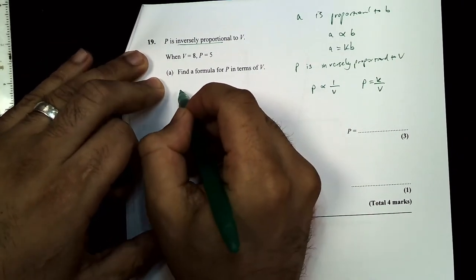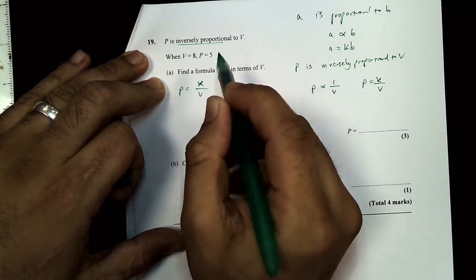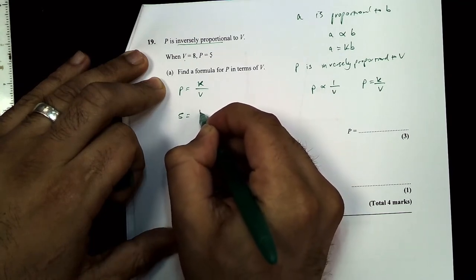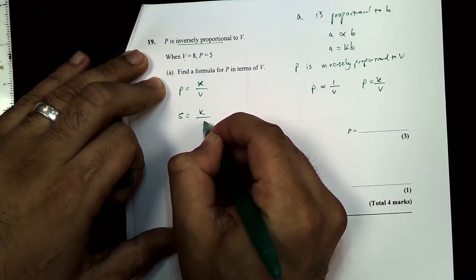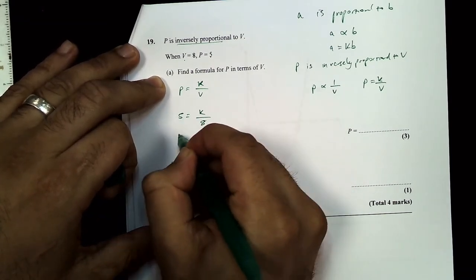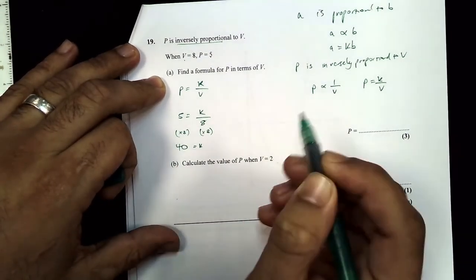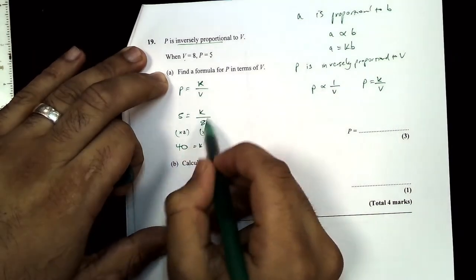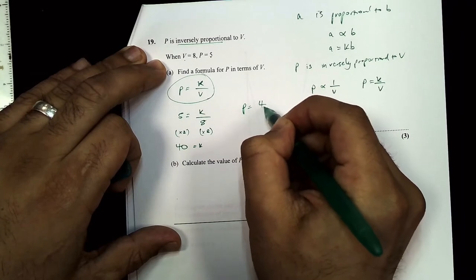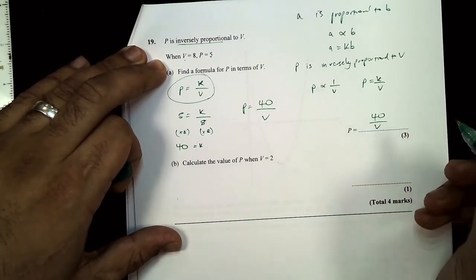So here we go then. I'm going to write P equals K over V, and then substitute in V and P. So 5 equals something divided by 8. Now, to work out the something, I'm going to times by 8 on both sides. That gives me that K equals 40. So, back to our original formula. P equals something, which I've just worked out, divided by V. So that's my formula, 40 over V.